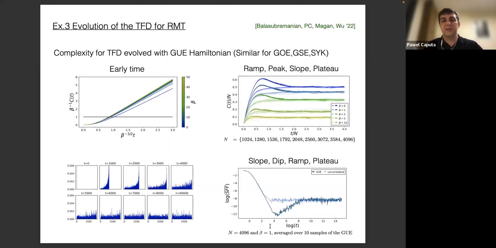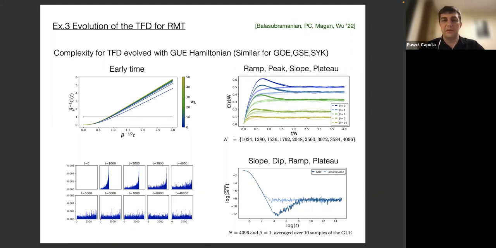So let me just show you the final result. You can compute this complexity of the thermofield double state for initial time, and you can check that indeed it grows quadratically. But then it actually has four particular regimes of the evolution. So after this initial time, it grows with this ramp. That's what we call the ramp here in this picture. Then it reaches the peak. Then this peak is followed by some slope, and then it reaches a plateau at very late times.